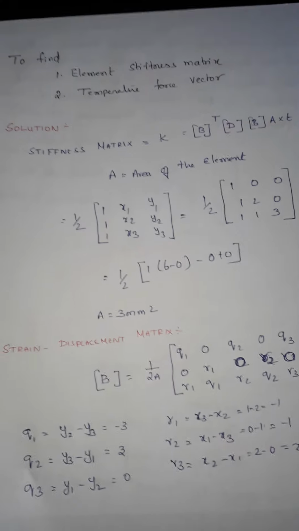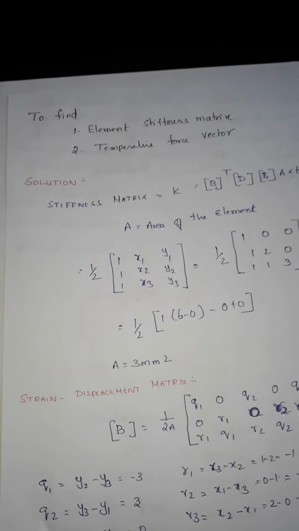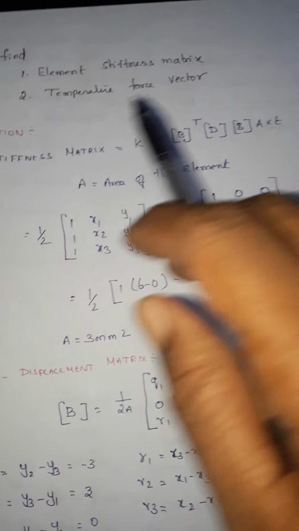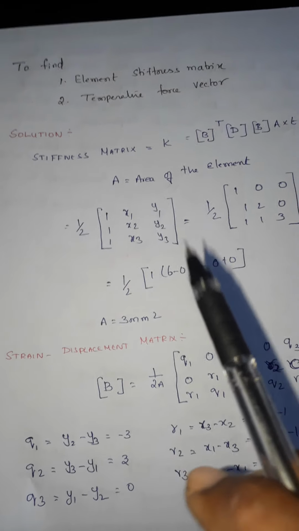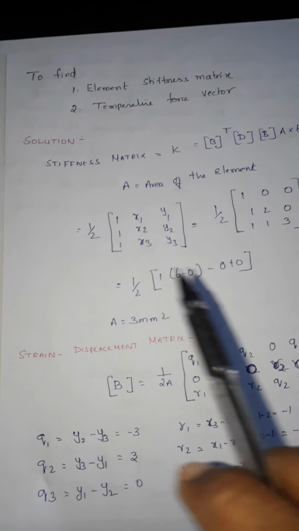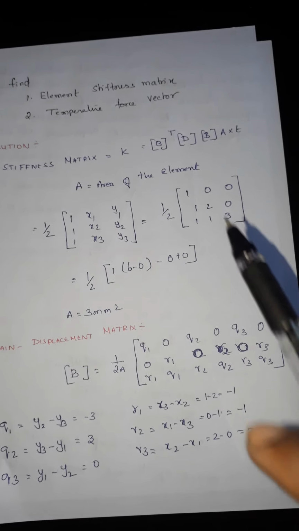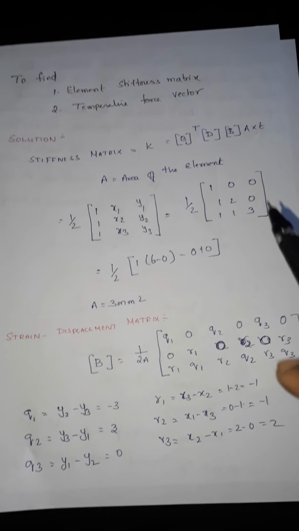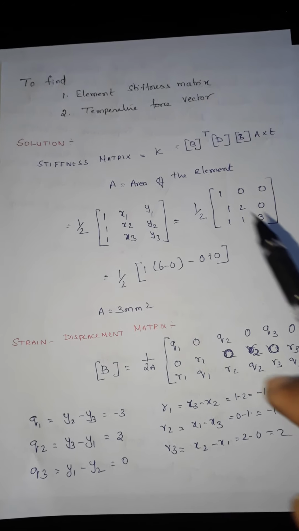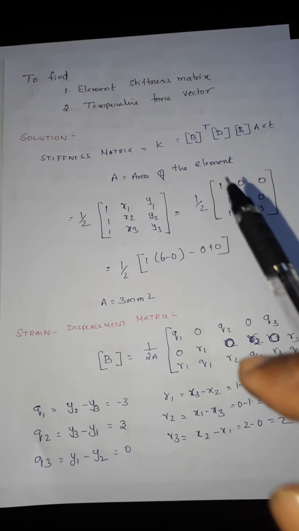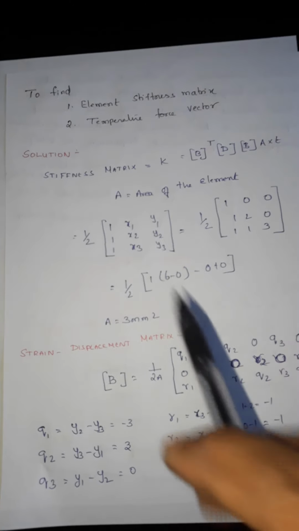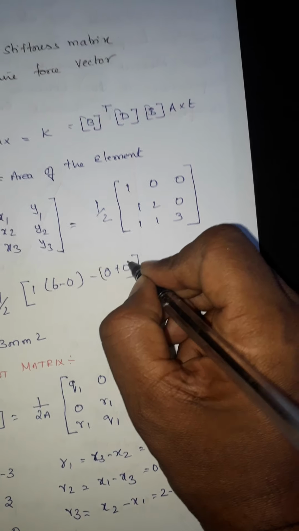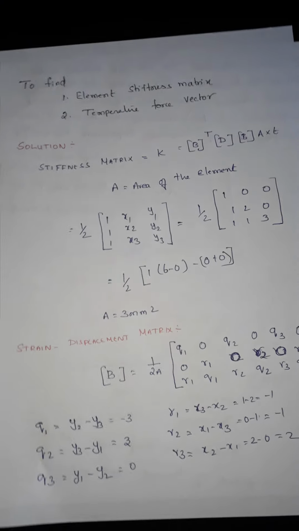The first thing is that we have to find the area. The area is given by the determinant of x1, x2, x3 and y1, y2, y3. We know the coordinates of the triangle, so I substitute these coordinate values and find the determinant, which you should keep in brackets. So the area is equal to 3 millimeter square.